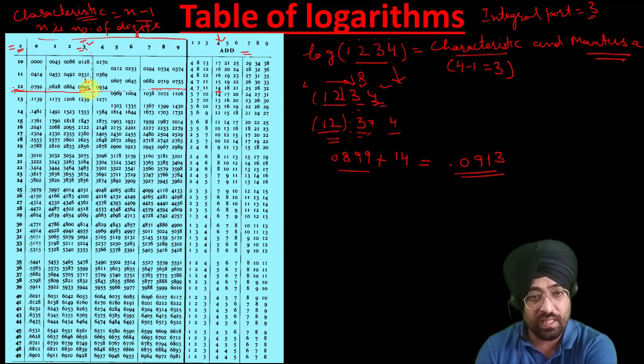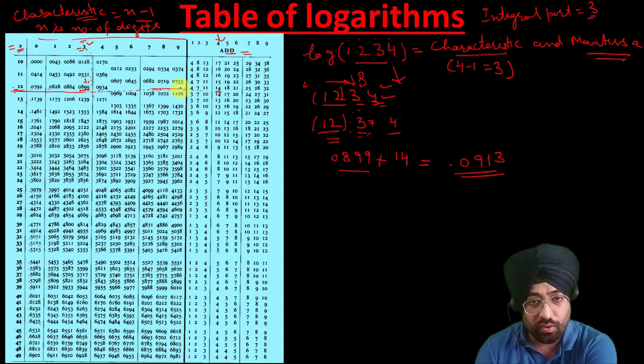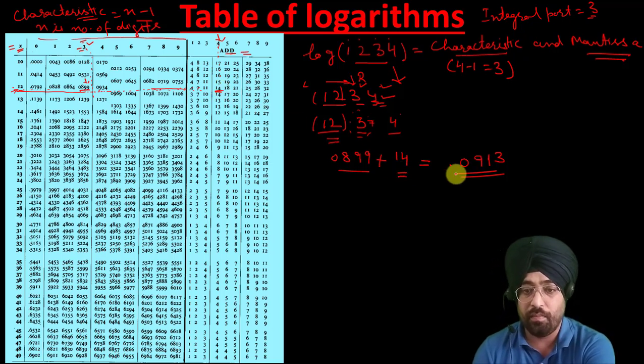Then we move along the same line until we reach the add column corresponding to the fourth digit. Its value is 4, so we move until we reach the fourth column. Its value was 14, so we have added 14, and this number becomes 0913. So don't omit this 0, then we just put a point here.